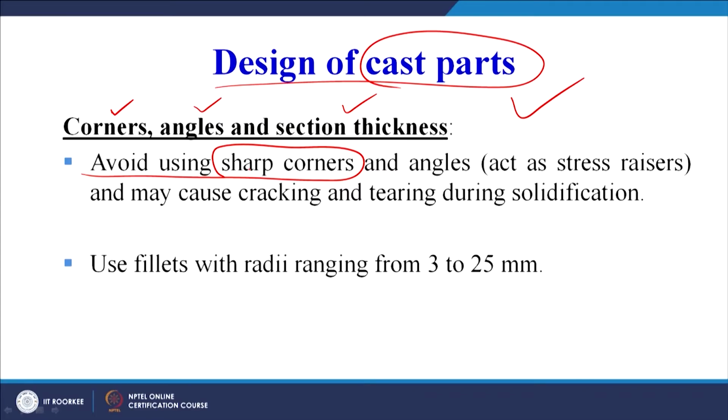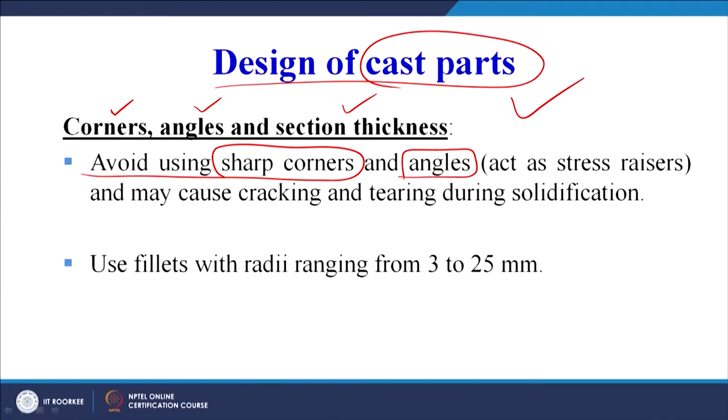For any metallic part, otherwise also, we must avoid using sharp corners from the safety point of view, but here we are not talking about safety, we are talking about the process. So when you do sand casting, sharp corners may not be possible, or sometimes our process may not be suitable for making the sharp corners. Then sharp angles must also be avoided. We will try to see this with the help of diagrams. Because why? The angles will act as stress raisers and may cause cracking and tearing during the solidification.